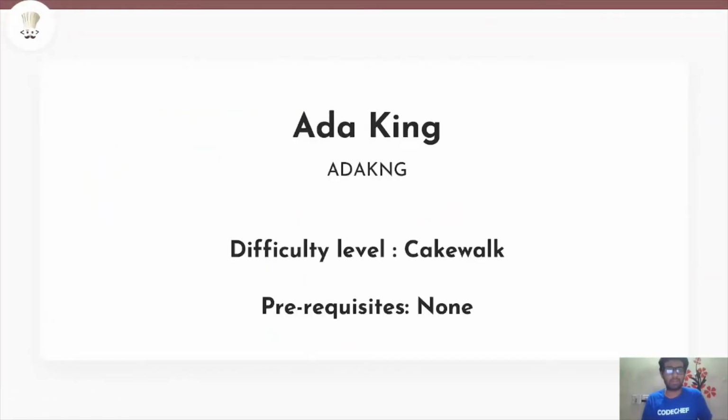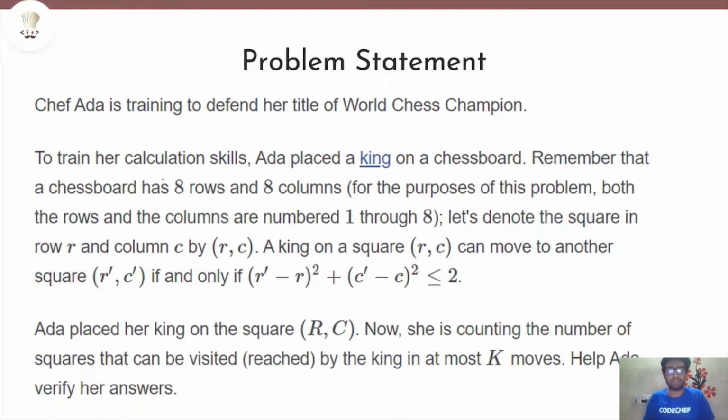Today we're going to be solving the problem ADAKNG, with the code ADAKNG and the difficulty level of cakewalk. So let's get started. Here it's given that Chef is training her calculation skills and she's trying to place the king on a chessboard. Remember, the chessboard has 8 rows and 8 columns, and the rows are numbered from 1 to 8 and the columns also are numbered from 1 to 8. The square is denoted by R and C.